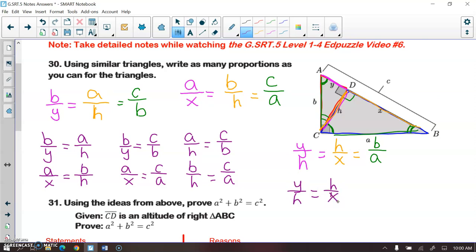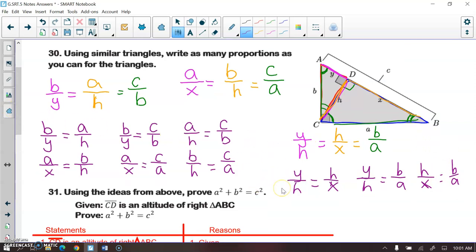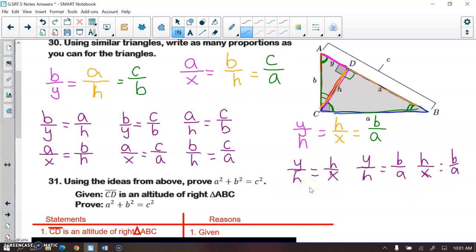I can also write y over h is equal to b over a, and I can write h over x is equal to b over a. And then I can also flip all of these fractions around to create even more proportions, but I'm not going to do that. We're going to stop there.